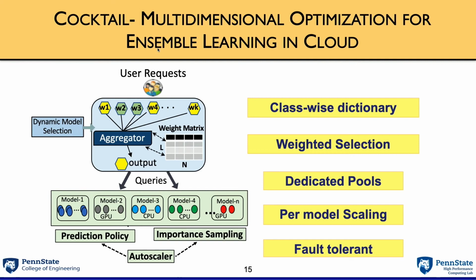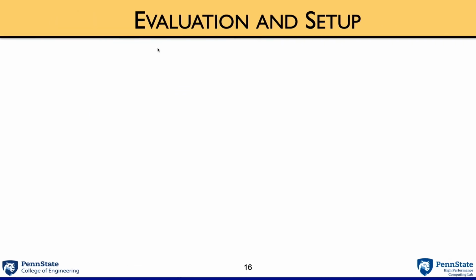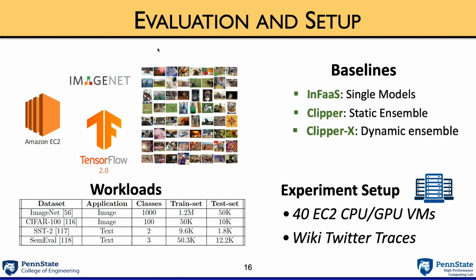So just to bring it all together, we have a class-wise accuracy directory, we have a weighted majority voting, we have a dedicated pool of resources for each kind of model, we can scale each of the resources per model, and we are fault tolerant. To evaluate this, in our setup, we took 3 of the prior works, InFaaS, Clipper and Clipper X, where Clipper X is trying to trim down the models one by one instead of us doing it dynamically. And we tried to set it up in Amazon Web Services.